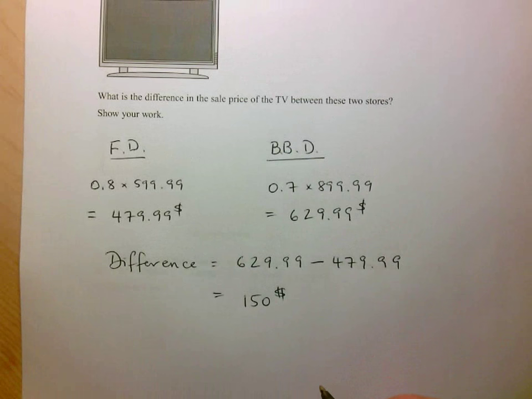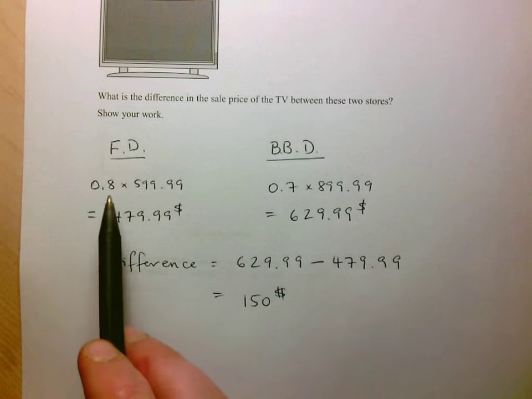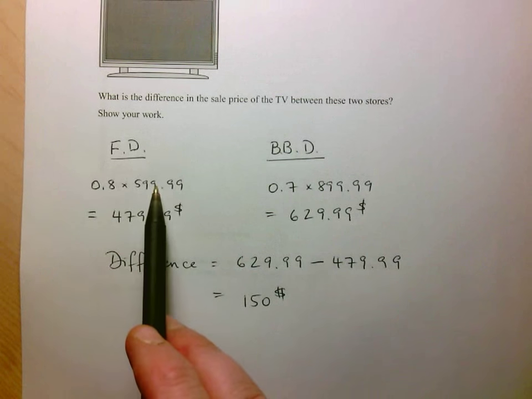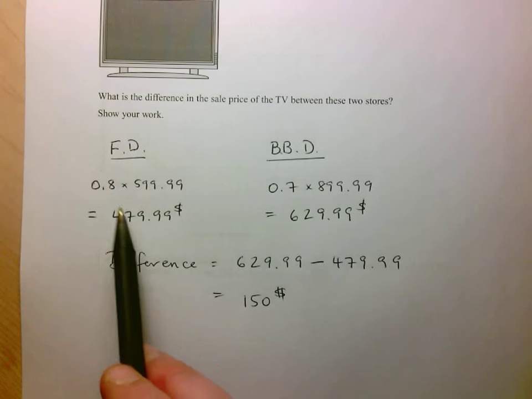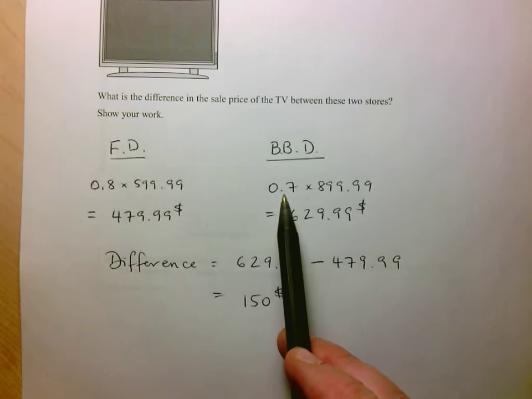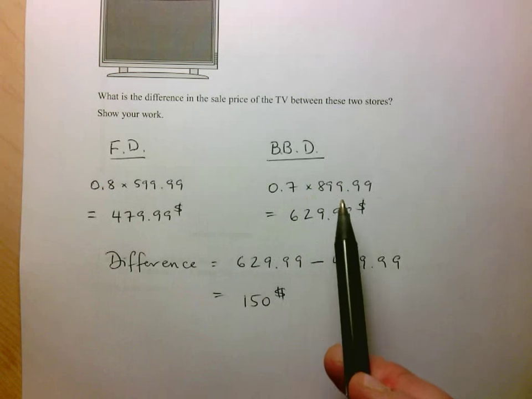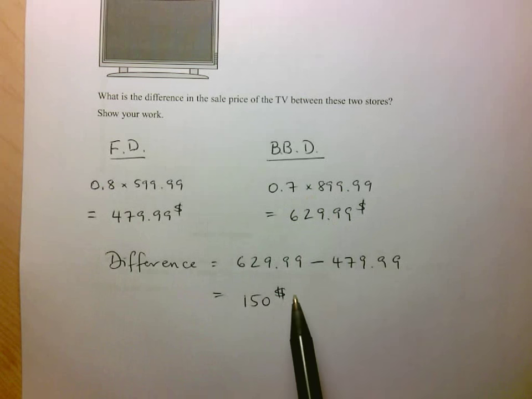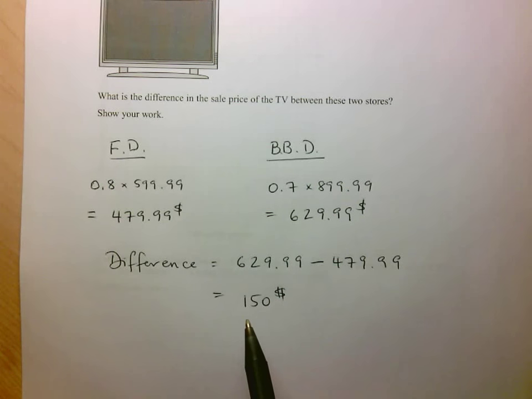Just to recap the solution here, first I found 80% of the full price, that's 100% minus the 20% discount, then 0.7, 70% of $899.99 to find that sale price, and the last step is to subtract them to get the difference, which is what we're looking for. Okay, let's move on to the next one.